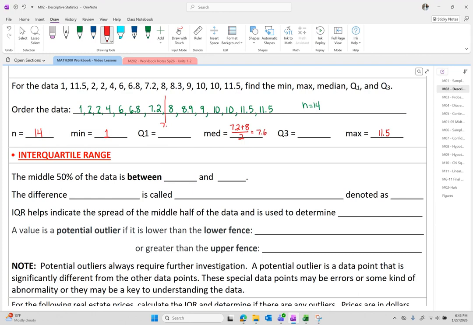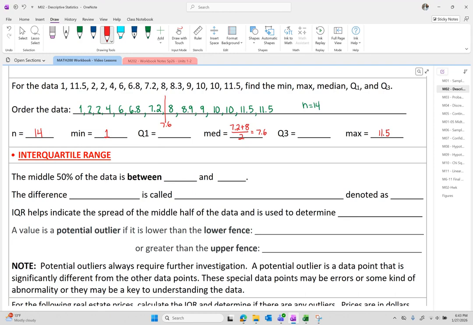So 7.6, as you see, is not one of the data values. And that is because the 50% mark fell evenly between the positions of the data set. If I have an even number of data values, then the median will be between the two middle data values.